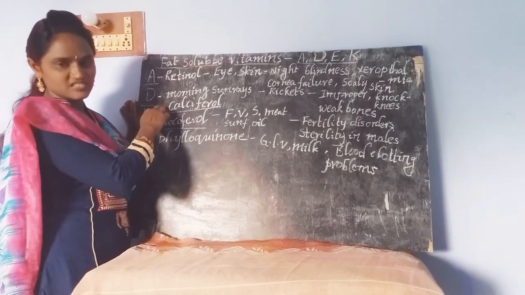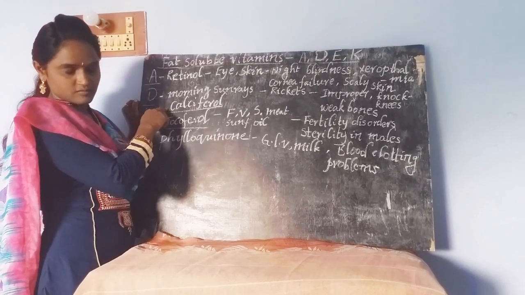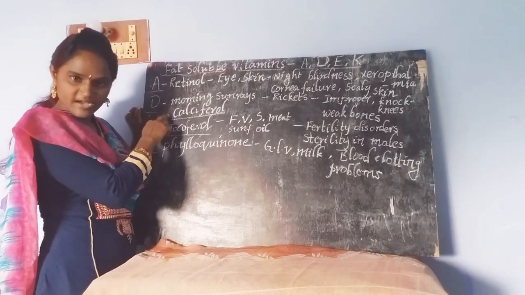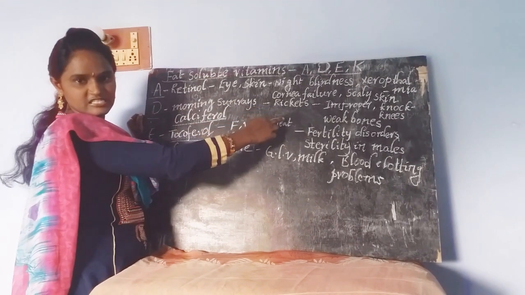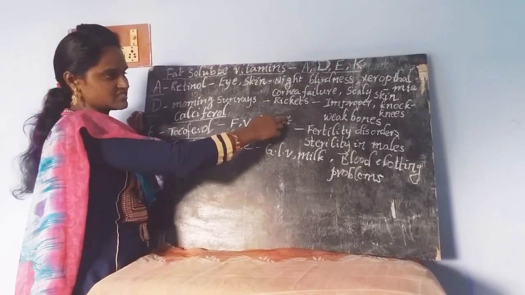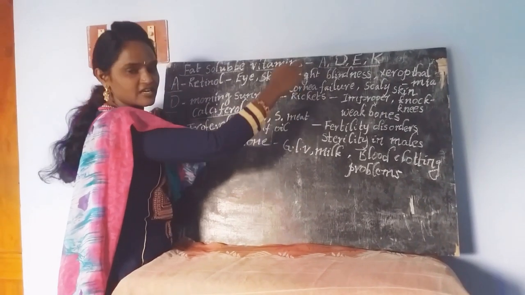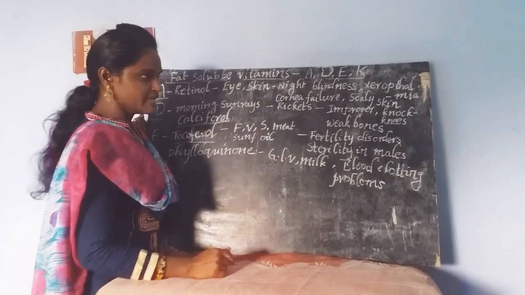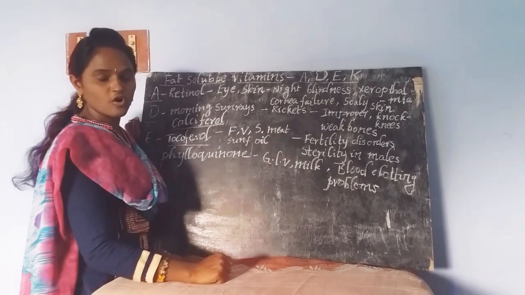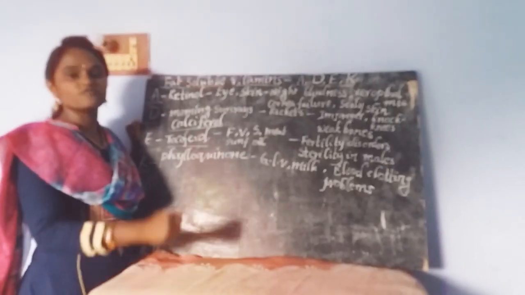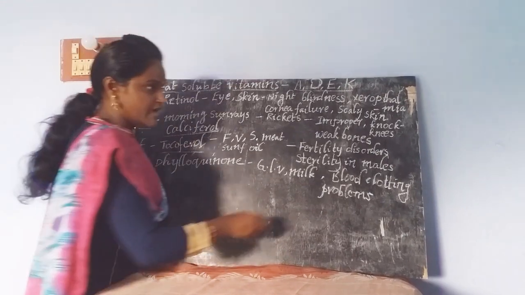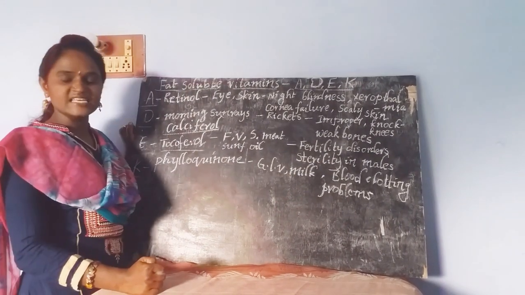By the deficiency of this vitamin, we get a disease called rickets. What is the disease? Because of deficiency of vitamin D, rickets. And the symptom of that disease is improper formation of bones. Improper formation of bones. And the next one is knock knees.